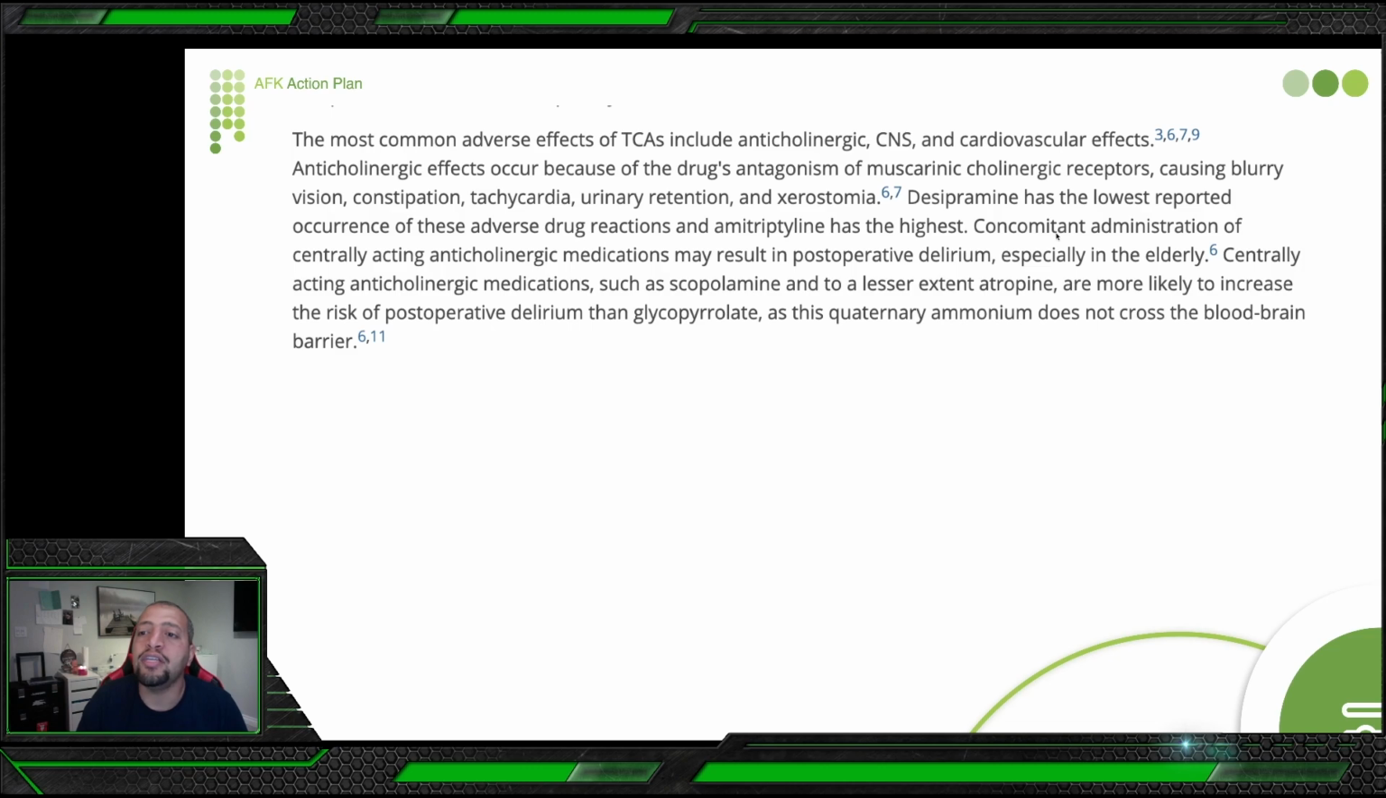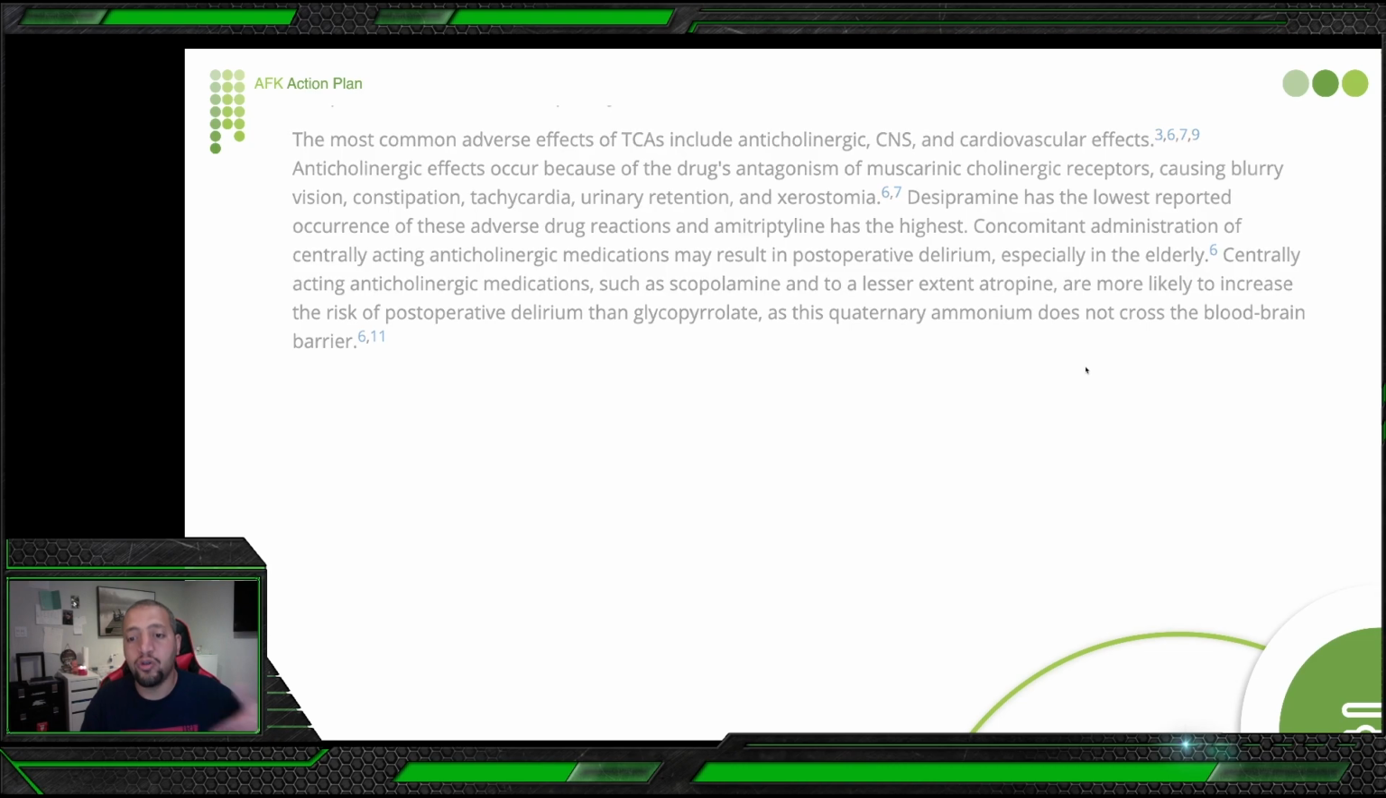As you go later in the timeline of the medication, you will see it's more selective and has fewer side effects. Concomitant administration of centrally acting anticholinergic medication may result in postoperative delirium, meaning not just blurry vision. It means delirium, more mental effects, especially in the elderly patient. Centrally acting anticholinergic medications such as scopolamine and, to a lesser extent, atropine are more likely to increase the risk of postoperative delirium than other medications. As we said, two medications working at the same level will lead to more.